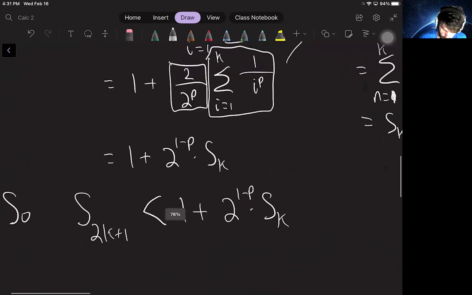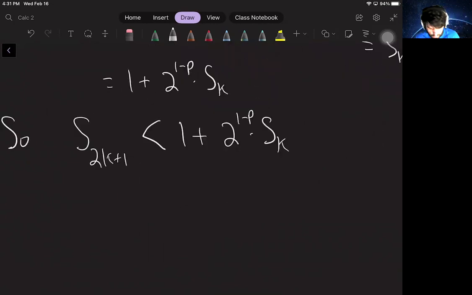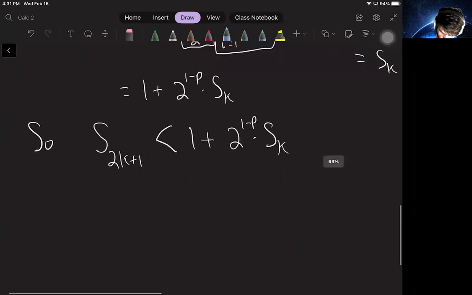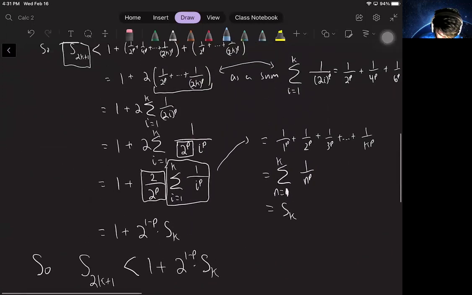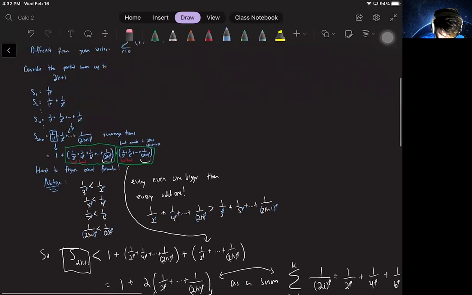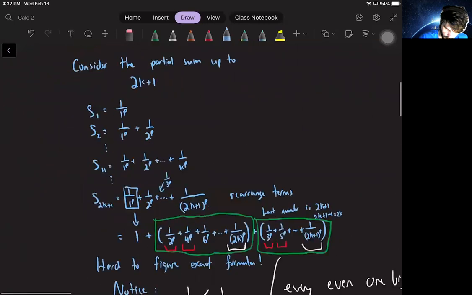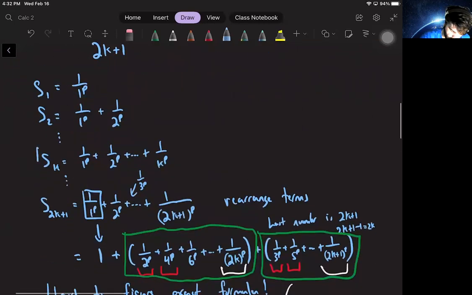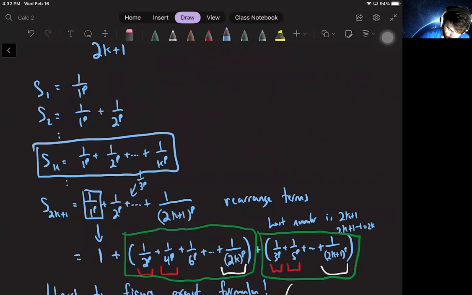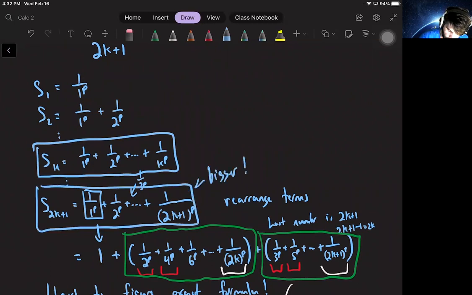Okay, so that's where we want to be right here. And then a long time ago, I wrote this. So S_k is just adding up to k terms. And then S_{2k+1} is going to be bigger because you're just going further in the terms. You're just adding more things.